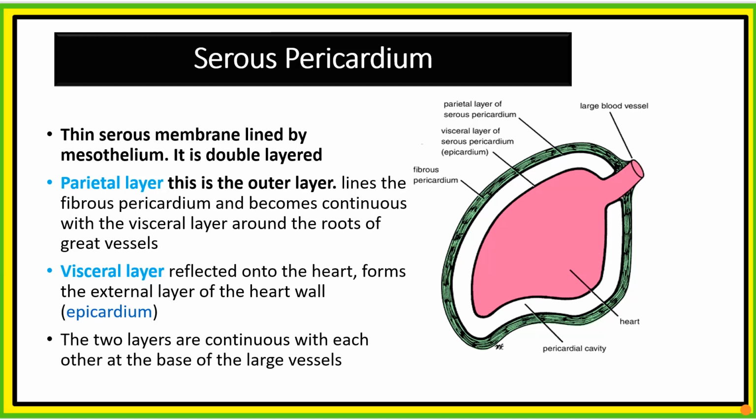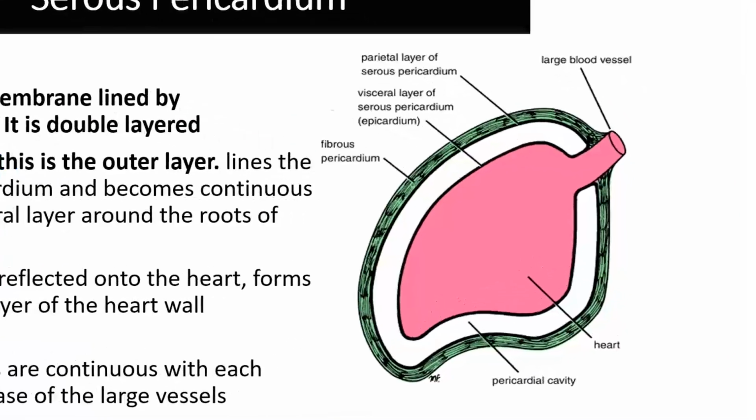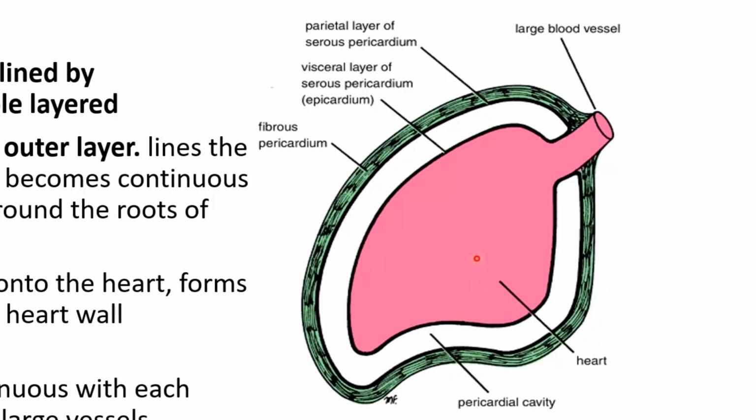Now, these two layers are continuous with each other at the base of the large vessels. So here again we'll be seeing the parietal layer of the serous pericardium, and then here we'll be seeing the visceral layer of the serous pericardium, and then at the region of the great vessels we'll see a continuation of the parietal layer with the visceral layer.